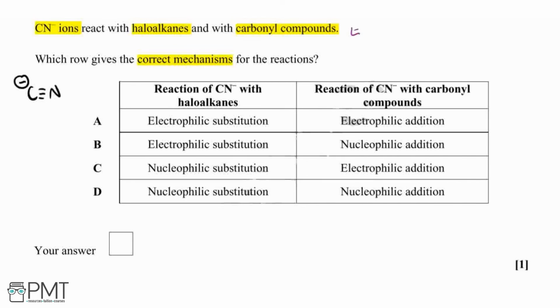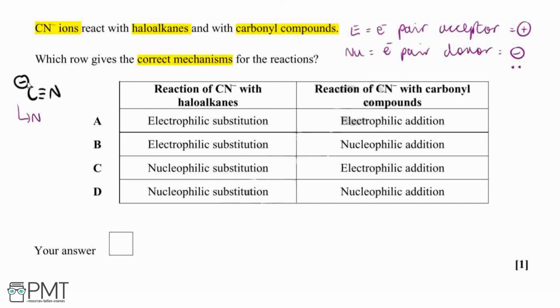So to recap, an electrophile is going to be an electron pair acceptor, and it's normally positively charged. And a nucleophile is going to be an electron pair donor, and it's normally negatively charged or has a lone pair of electrons overall. So looking at our cyanide ion, we can see we've got this negative charge, therefore we have a nucleophile overall. So our answer in the table is going to have to be one where the cyanide ion is acting as a nucleophile in both of the reactions.